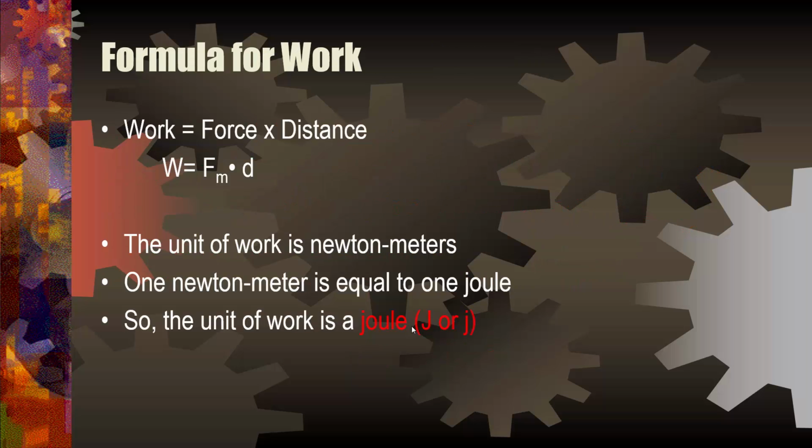Now, again, here's the formula for work. Yes, this is one of the ones that you'll need to know. Work equals force of motion times distance. The unit of work is considered to be the Newton meters, otherwise referred to as joule. So henceforth, we will be doing work with a unit of joules.